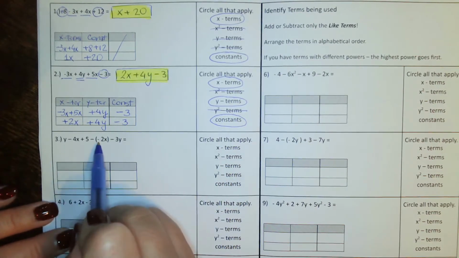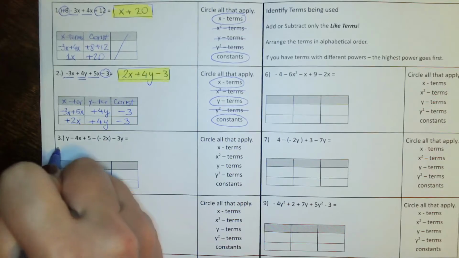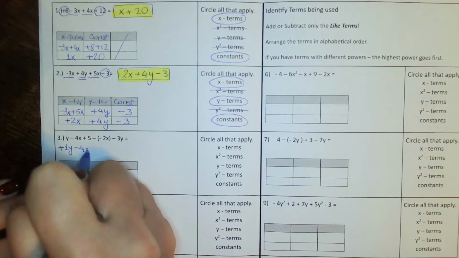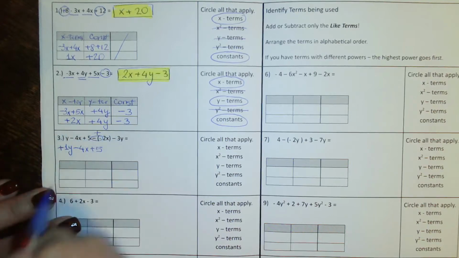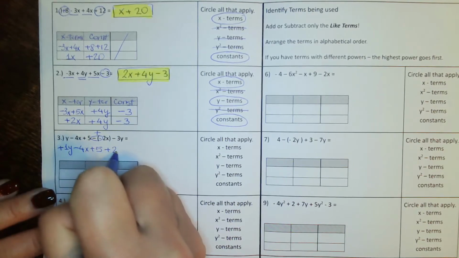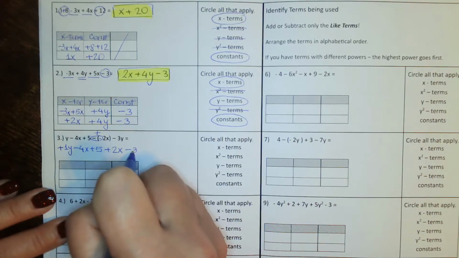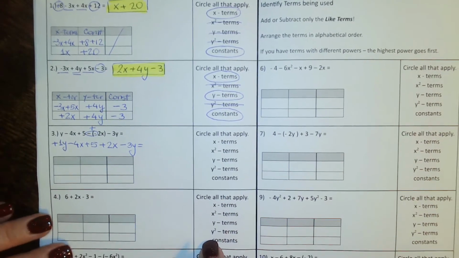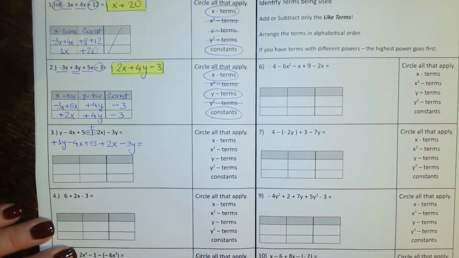If in the expression we have double signs, rewrite it first. So I have positive, and I'll write immediately 1y, negative 4x, positive 5. And right here it's important, positive 2x, minus minus makes plus, and minus or negative 3y. So before you identify your like terms and start grouping them, you must have one sign, only one sign in front of each term. What kind of terms do we have?